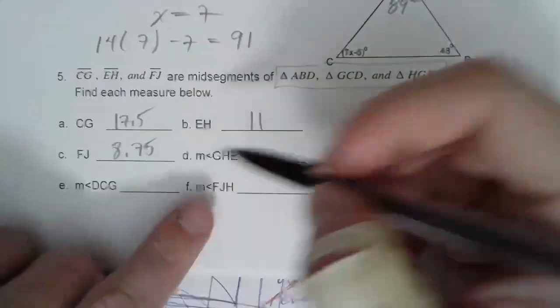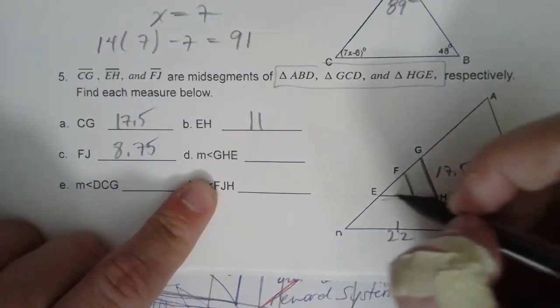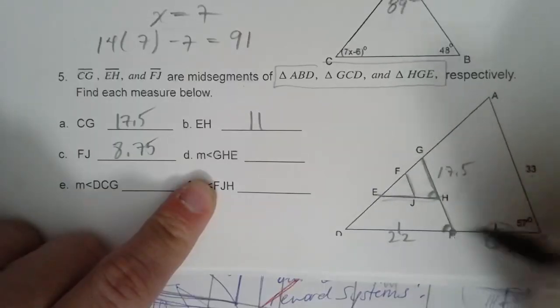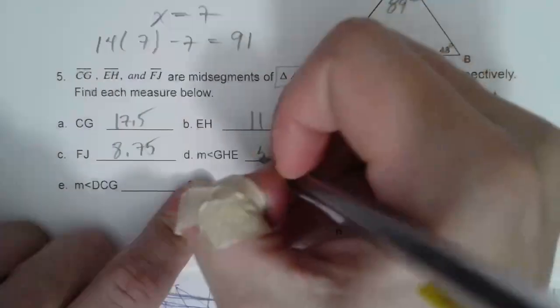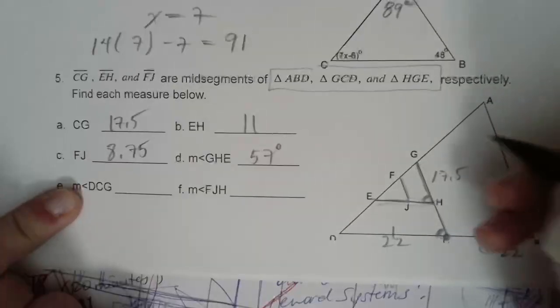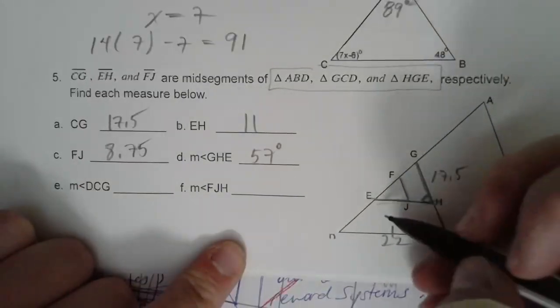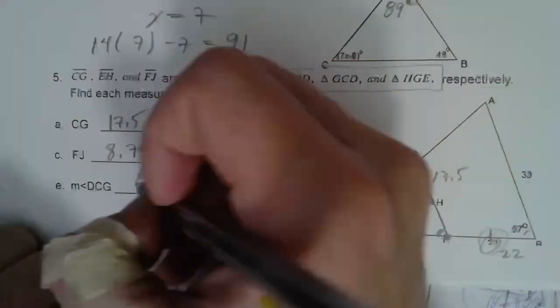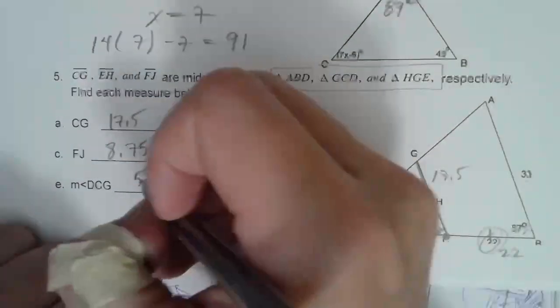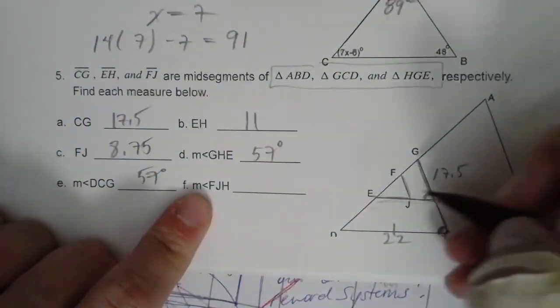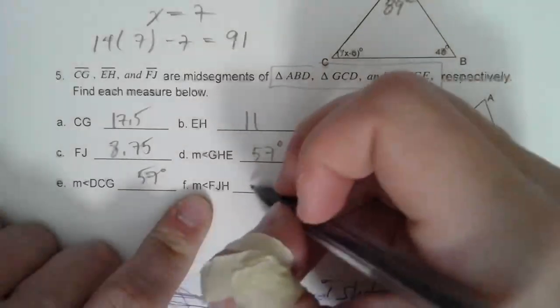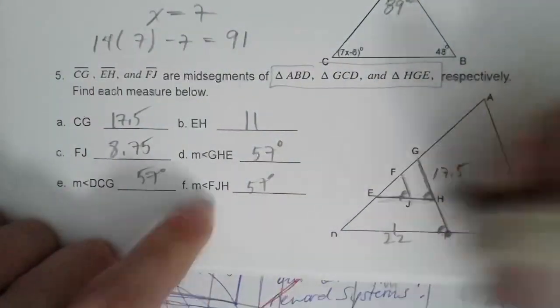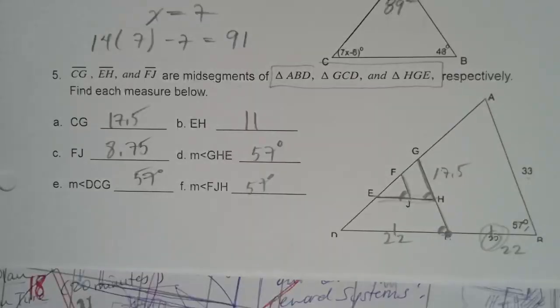So, the measure of angle GHE, which is this guy, well, this is corresponding to this angle, which is corresponding to this angle, so it must be 57 degrees, right? The measure of angle DCG, I see that is here. That's also the same. And the measure of angle FJH is also 57 degrees because it also corresponds. Very nice. Look at that. So that's because all midsegments are parallel. And we're going to keep going.